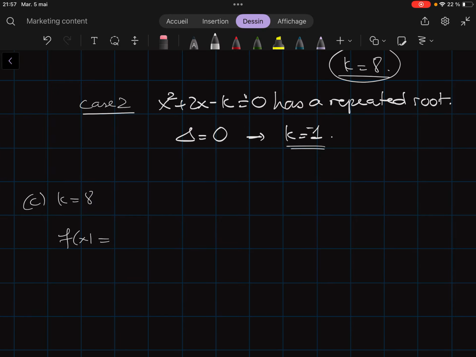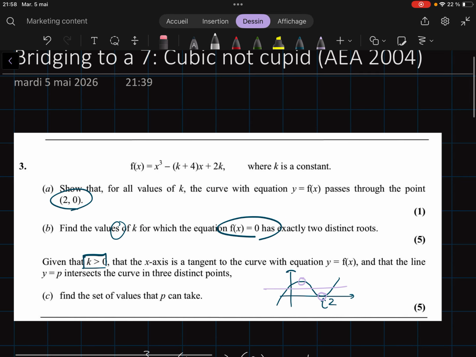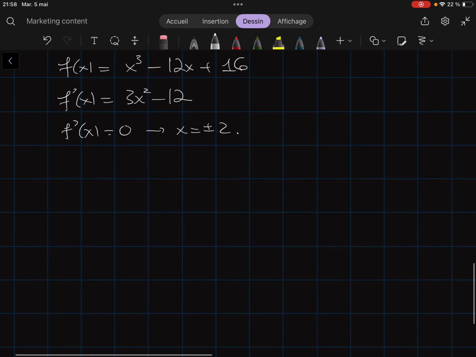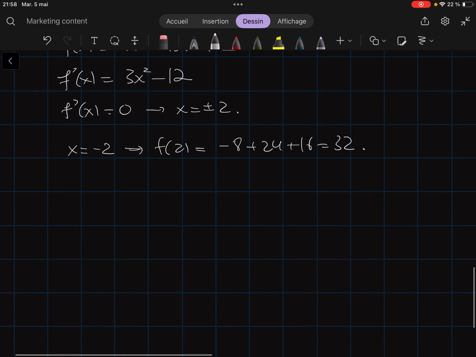If k is equal to 8, f of x is equal to this, if memory serves me. Yep. Differentiate, set to 0. If x is negative 2, f of negative 2 is equal to negative 8 plus 24 plus 16, or 32. Your sketch would look like this.